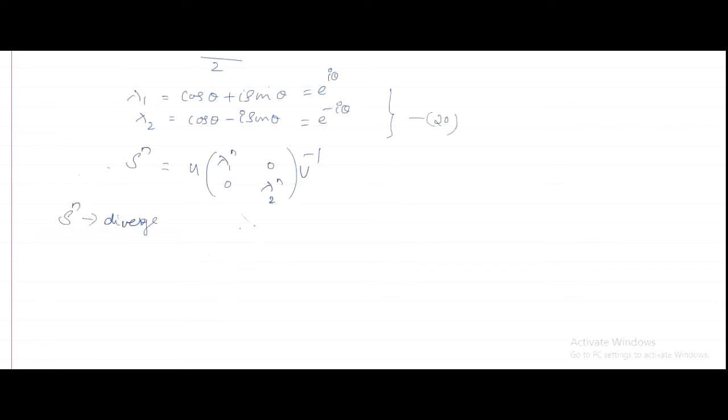It can be explained that if S raised to n should not diverge as n increases, theta must be real. Hence, cos theta and sin theta will be finite. Therefore, cos theta must be between minus 1 and plus 1, that is minus 1 less than or equal to (A plus D) by 2 less than or equal to 1. So this is the next condition. This is the stability condition of the resonator system.